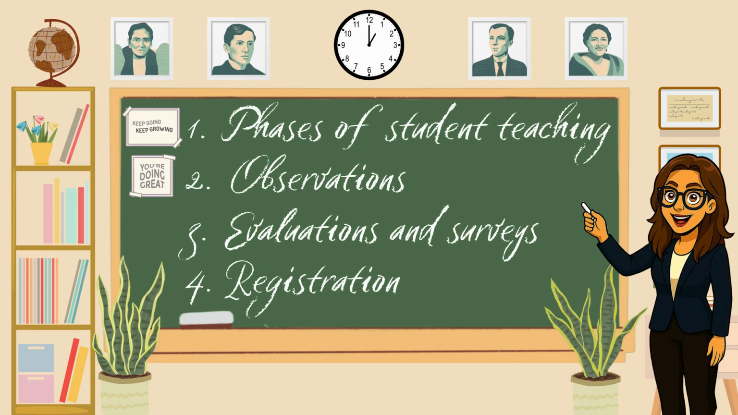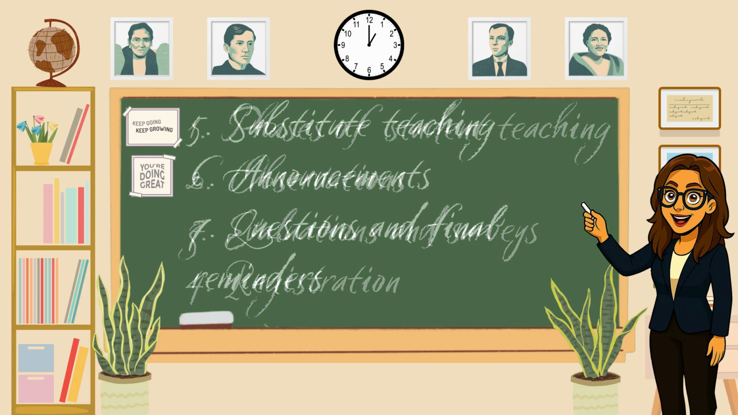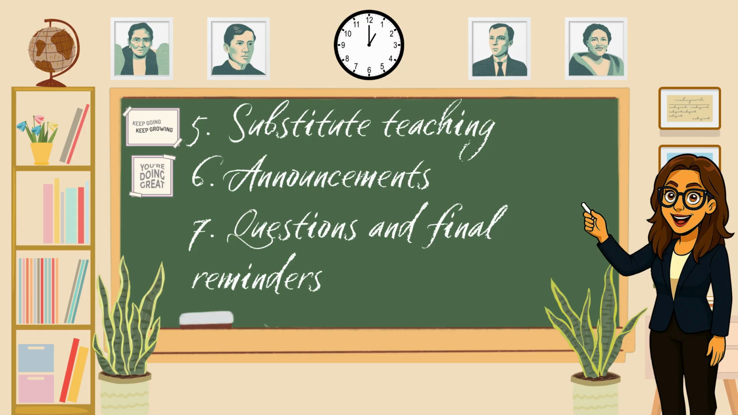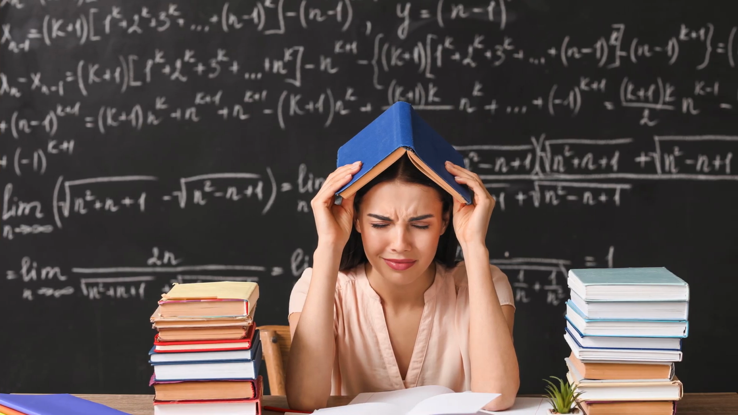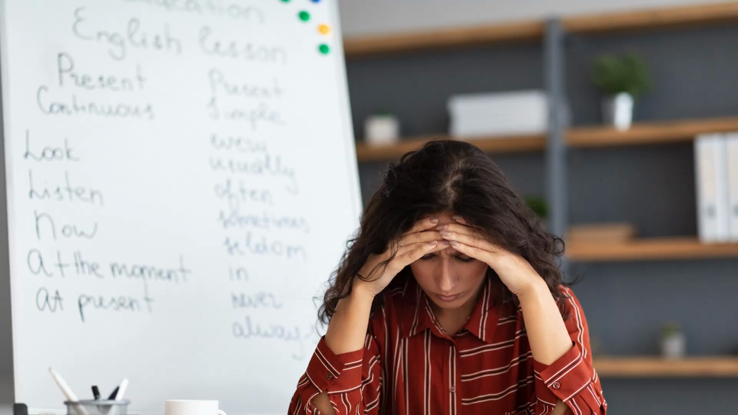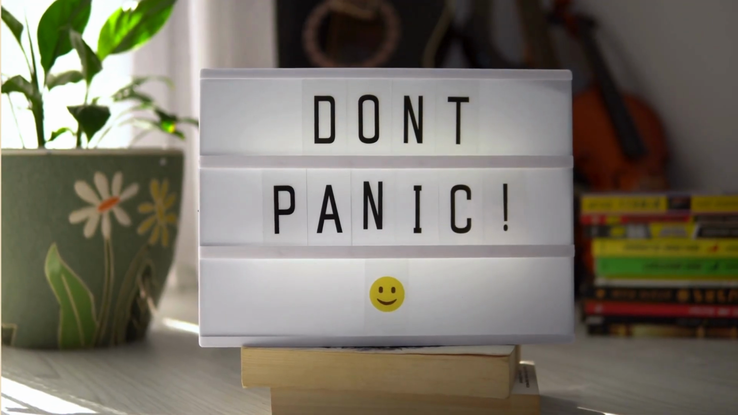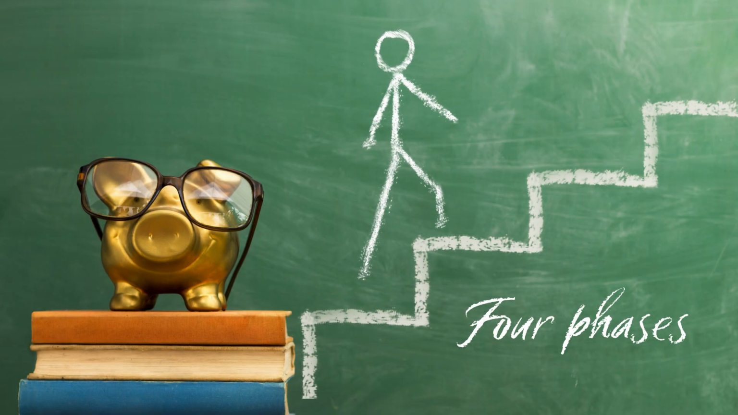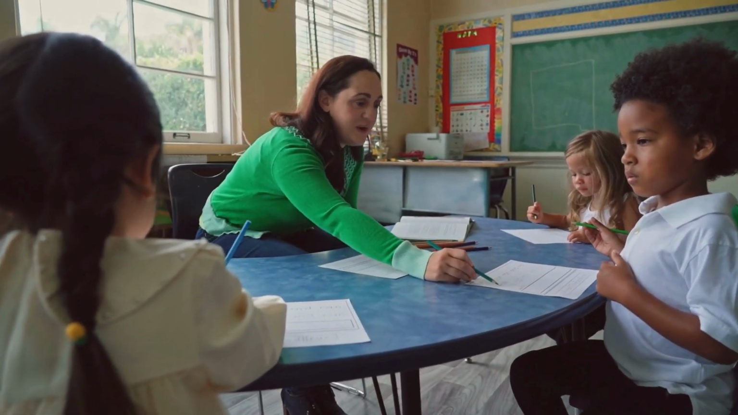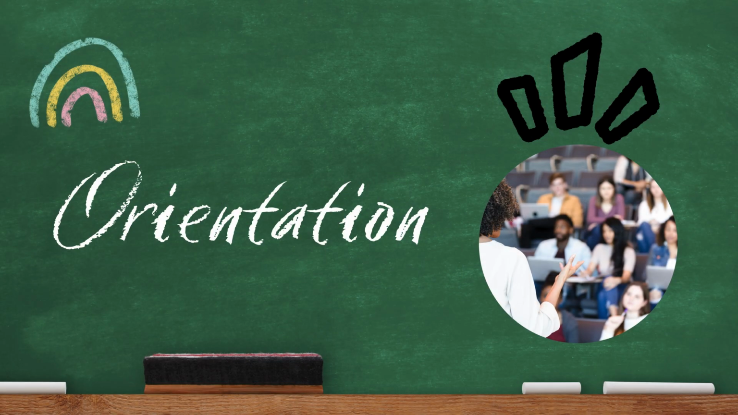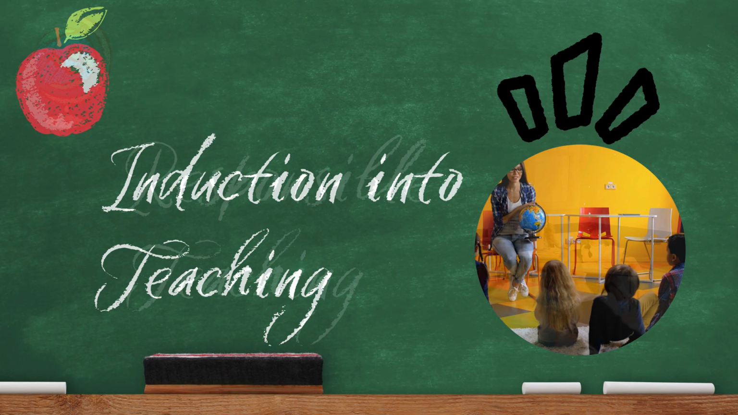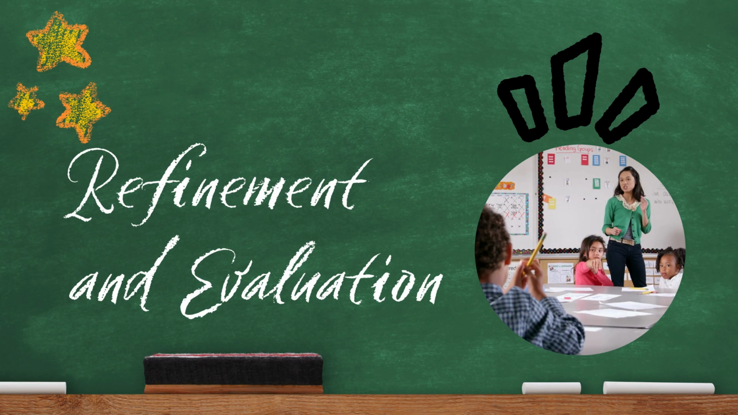Let's walk through the 4 phases of student teaching: orientation, induction into teaching, responsible teaching, refinement, and evaluation, followed by observations, evaluations and surveys, registration, substitute teaching and announcements, questions, and final reminders. Sometimes student teachers feel overwhelmed, especially because they think they might have to jump into full-time teaching. However, we have scaffolded this process for you. There are 4 phases of the student teaching experience that support you in gradually taking on more student teaching responsibilities.